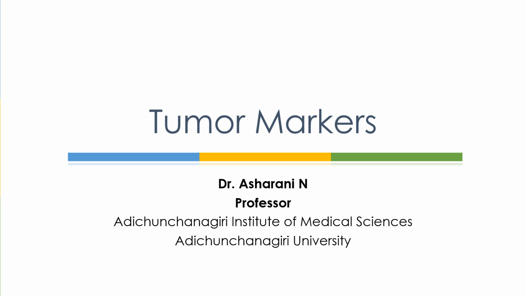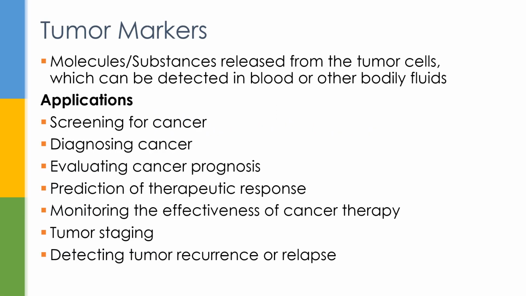Today we will learn about tumor markers. Tumor markers are nothing but molecules or substances which are synthesized and released from the tumor cells, and these substances can be detected in blood or bodily fluids, which will tell about the presence or absence of tumors in the body. So where all can we use these tumor markers?